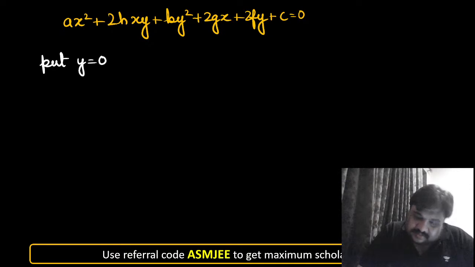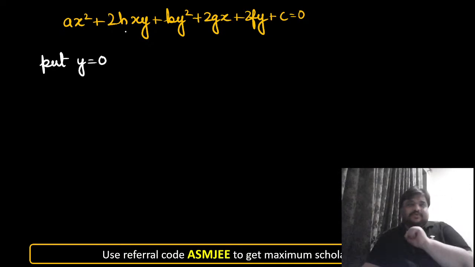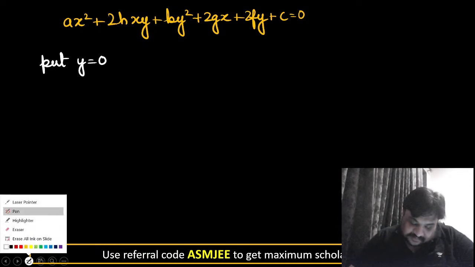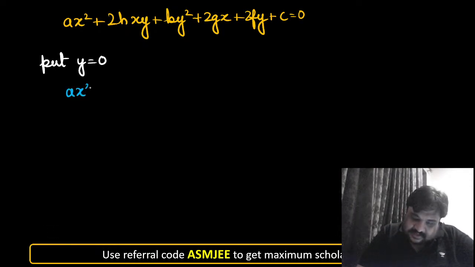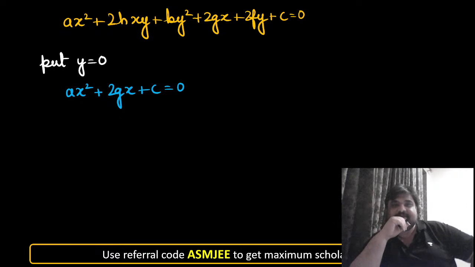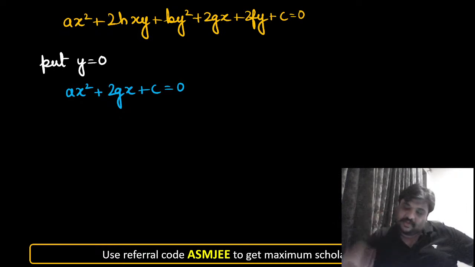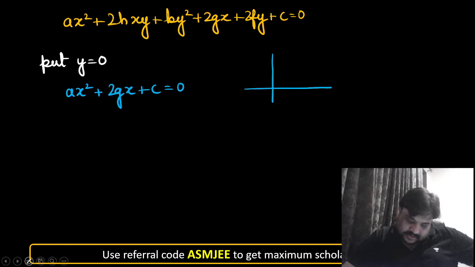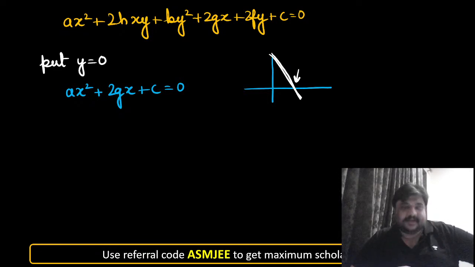y equal to 0. Now, if we put y equal to 0 here, you are trying to find the point of intersection with the x-axis. But if it is coincident, how many points of intersection should it have with the x-axis? How many should it have?